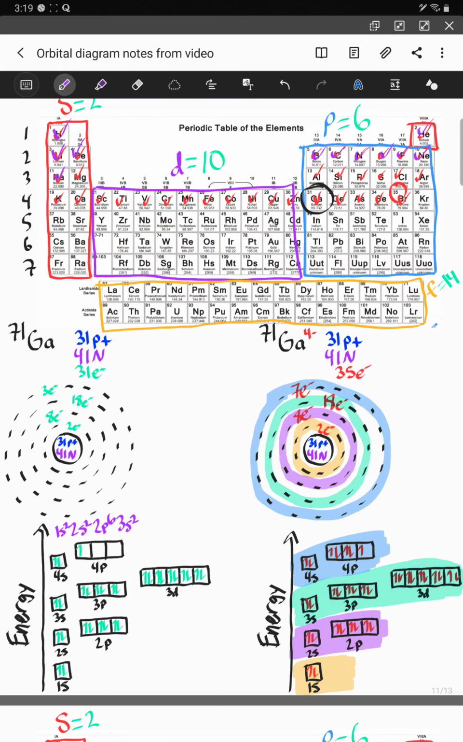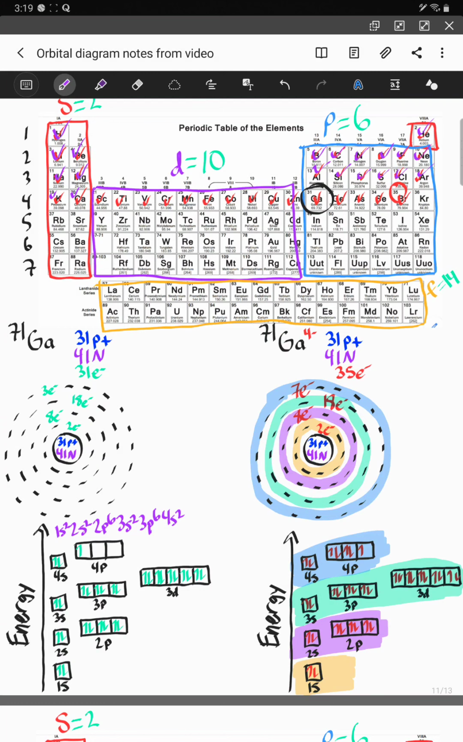3s2, check off here, check off here. Keep moving left to right. Now we are at 3p, and there are 6 electrons we're going to check off, because we can check all these off and we're not at gallium yet. Keep going. 4s2, we're going left to right. Since the 4s comes before the 3d in the periodic table, we're going to write the 4s first.